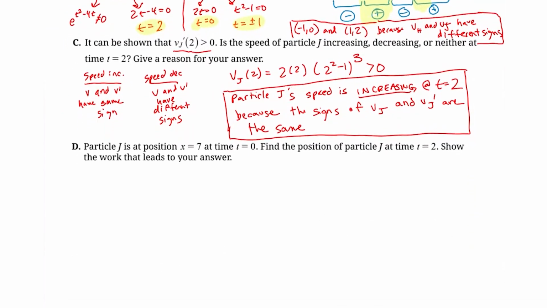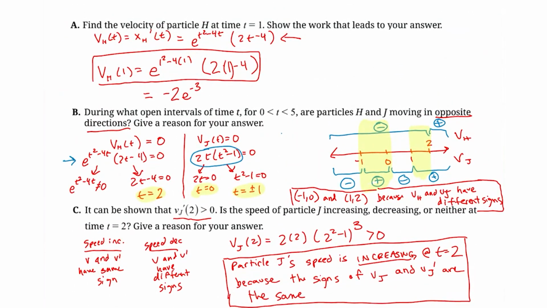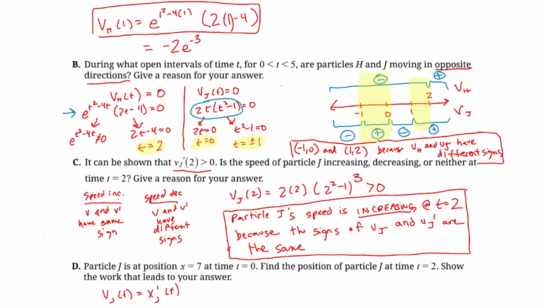Okay, part D says particle J is at position x equals 7 at time equals 0. Find the position of particle J at time equals 2. So this is going to come down to a fundamental theorem of calculus problem. We're going to set up an equation using an integral and an initial condition to find the position at time equals 2. One thing we need to note here is that the velocity is the derivative of the position. That connection needs to be made, just like we made it in part A.